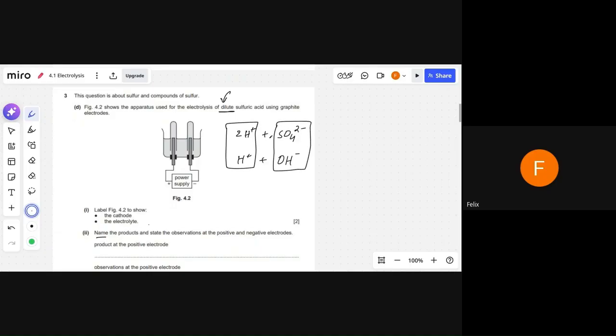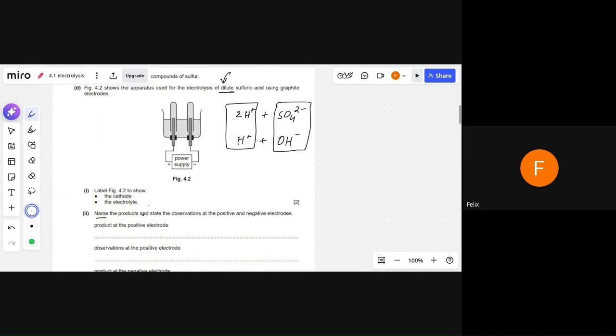Now, name the products and state the observation. You see, we have to name the product as well, and state the observation. So the product at the positive electrode. Positive electrode is the anode, right? Since there's no involvement of halide, in that case oxygen will be the product. Okay, I think I skipped this one, so let's come back to this when I solve this here.